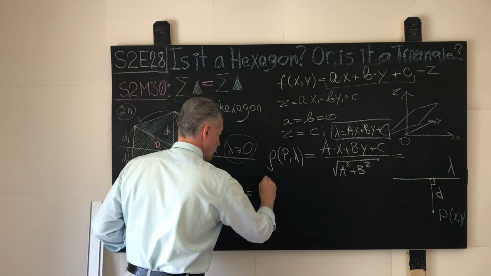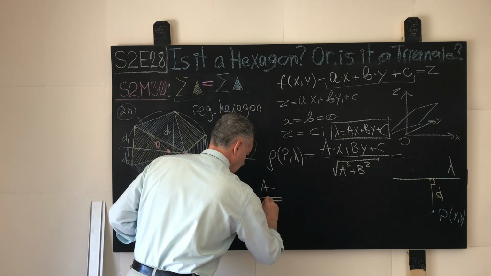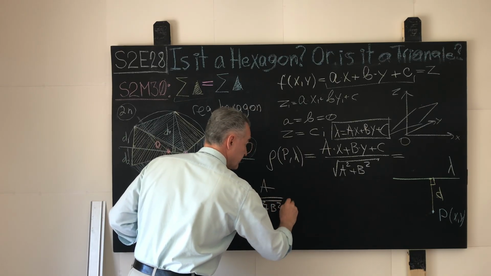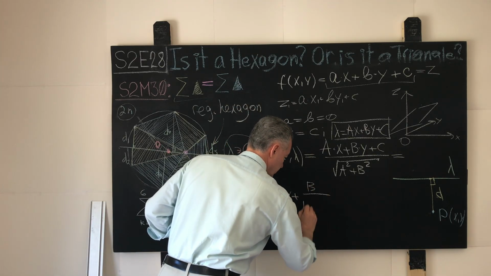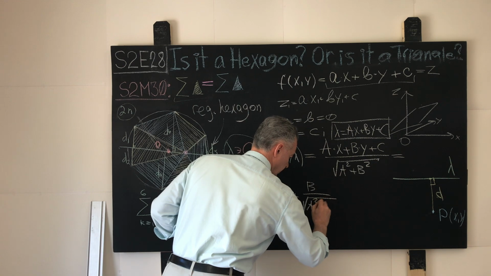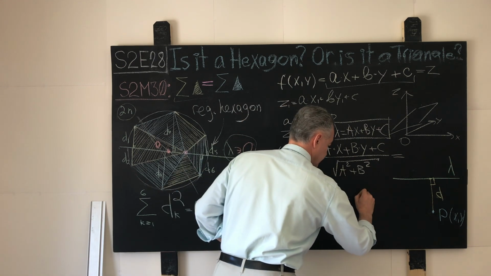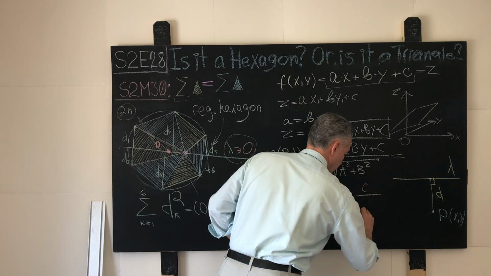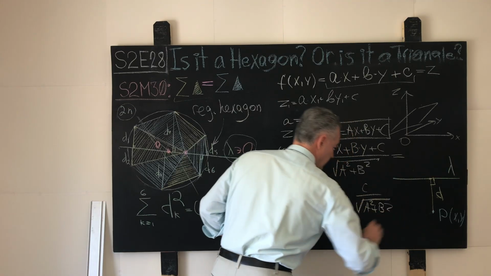For example, it could be written like this: a over the square root of a squared plus b squared times x plus b over the square root of a squared plus b squared times y plus c over the square root of a squared plus b squared.